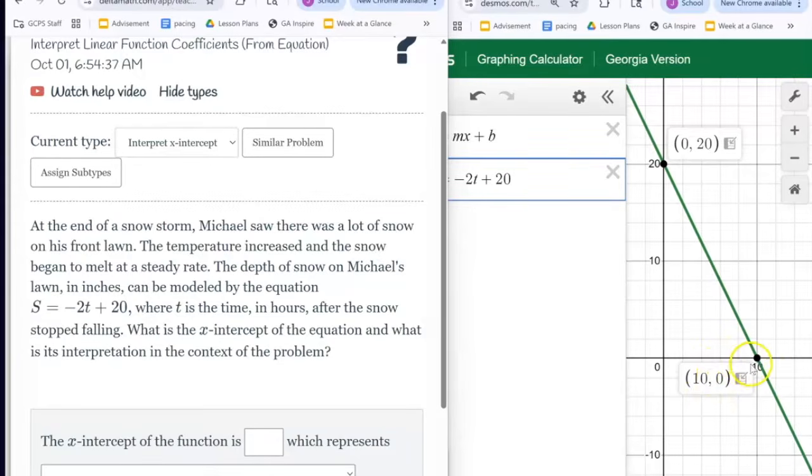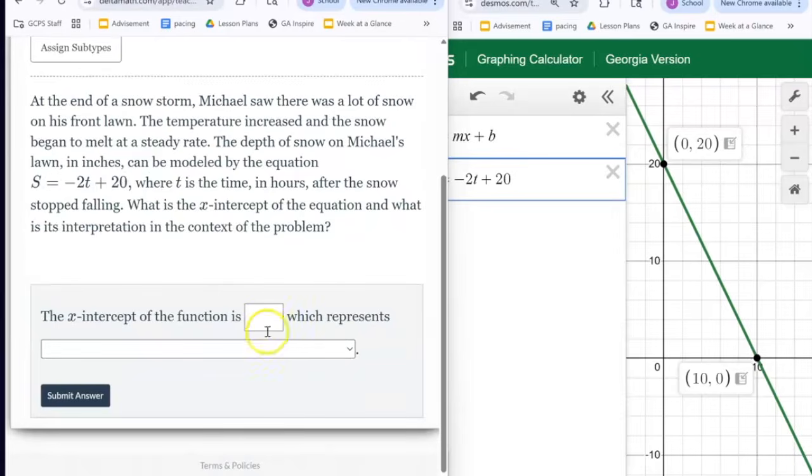And how do I know that? Because I can't have negative snow. Once I pass 10 over here, I can have negative. All right, so the depth of snow on the lawn in inches can be modeled by the equation where t is the time in hours. So again, t is time after the snow stopped falling. What is the x-intercept? So the x-intercept is 10. And what does that represent? Something to do with 10 hours because it says t is time. All right, so something to do with 10 hours, the snow has completely melted, something like that.